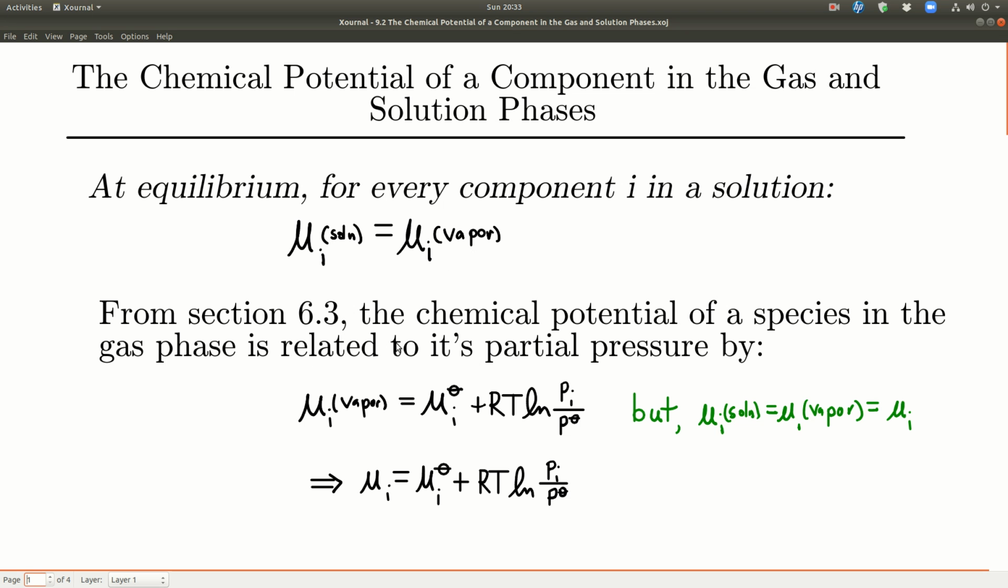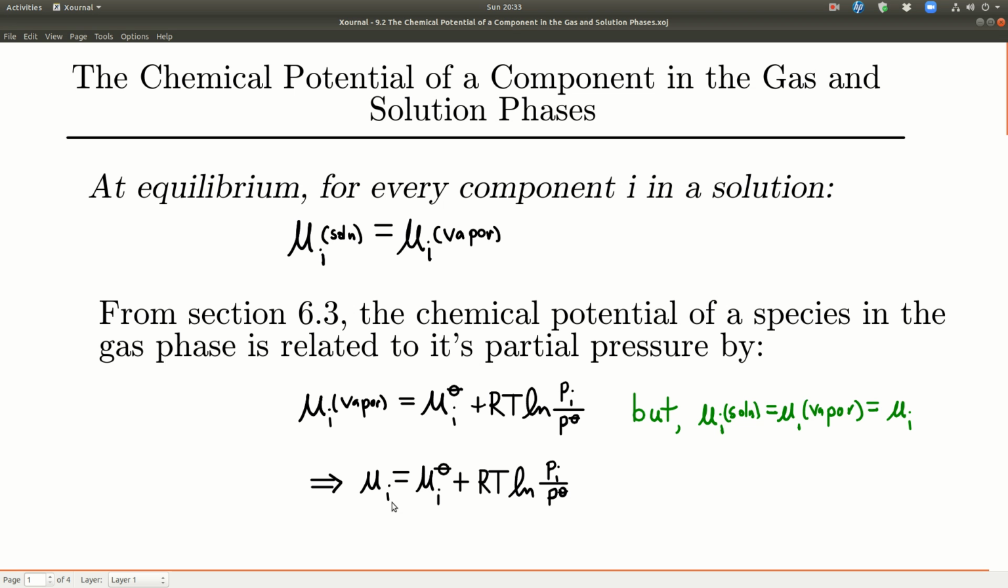Now back in section 6.3, we derived the chemical potential of a species in the gas phase related to its partial pressure by this equation right here. We said that the chemical potential of that species in the vapor phase is equal to the chemical potential of that species in standard states plus RT ln, the partial pressure of that species over the 1 bar, basically, standard pressure.